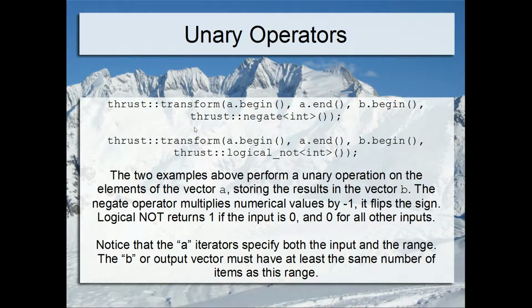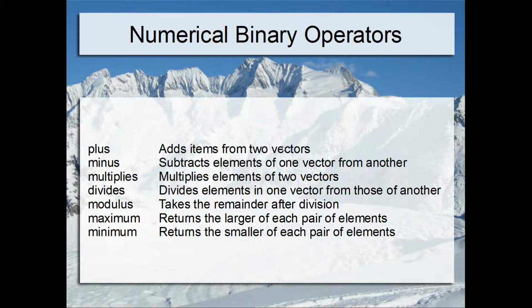Here we go. Okay, so the unary operators, as far as I know, there's not that many of these. We've got thrust negate is one operator, and the other one is thrust logical not. The two examples above perform the unary operator on all of the elements of the A vector, storing the results in another vector called B. So in this instance, the B vector would have at least as many items as the A vector. The negate operator just multiplies by -1, flips the sign. And the logical not operator returns 1 if the input is 0, otherwise it returns 0 for all other inputs. Notice that the A iterators specify both the input and the range. I think we've already said that.